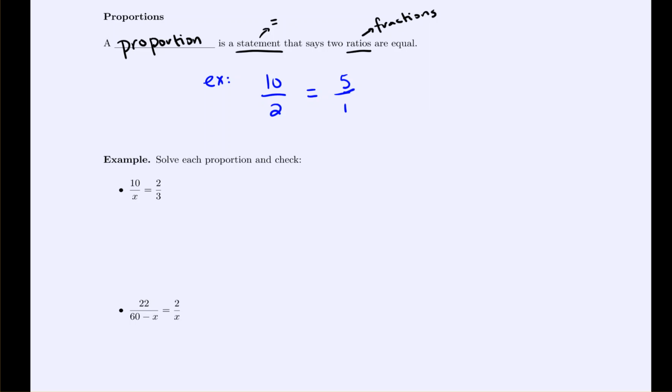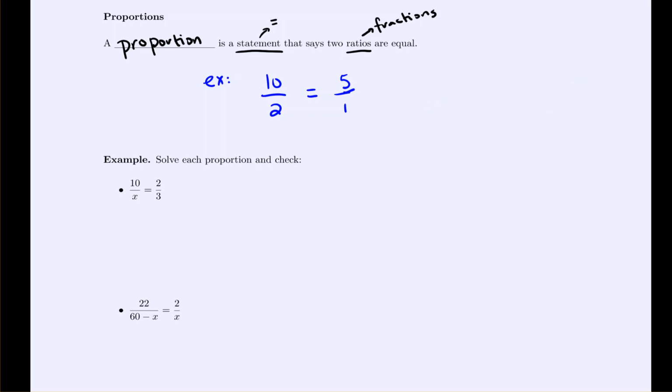Another way you can check, perhaps you've heard this phrase before, is cross multiply. If you take the bottom of one and multiply it by the opposite top, that should be equivalent in value to the same thing with the other terms. So if we want to verify that and we cross multiply, 10 times 1 is 10, 2 times 5 is 10. If these are equal, that verifies the proportion is true.